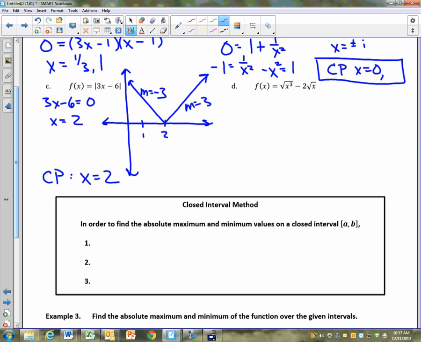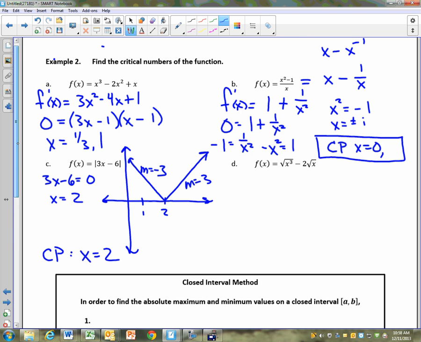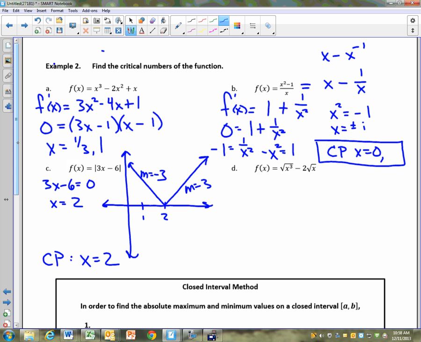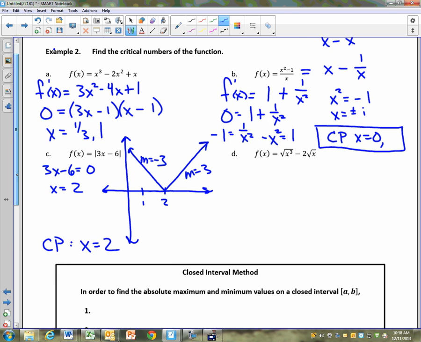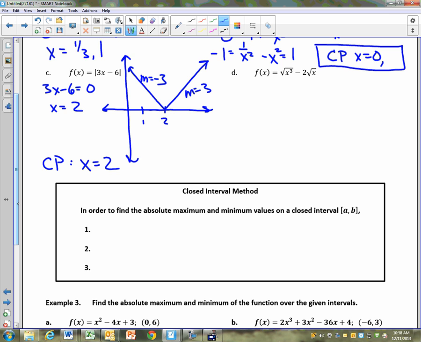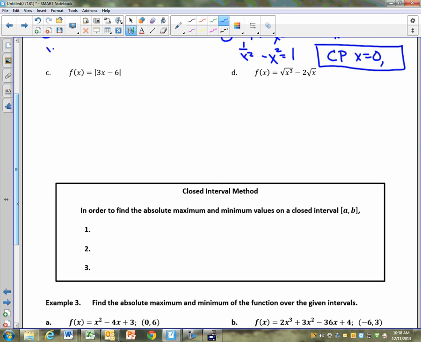Critical point is where the derivative is equal to 0 or the derivative does not exist. And we can't take derivatives at corners. We can't take derivatives where it's undefined, like at 0 here. So that's why we're concerned. Okay. And the last part, okay? We won't do the closed interval method. We'll talk about that tomorrow. We'll do this last problem right here.